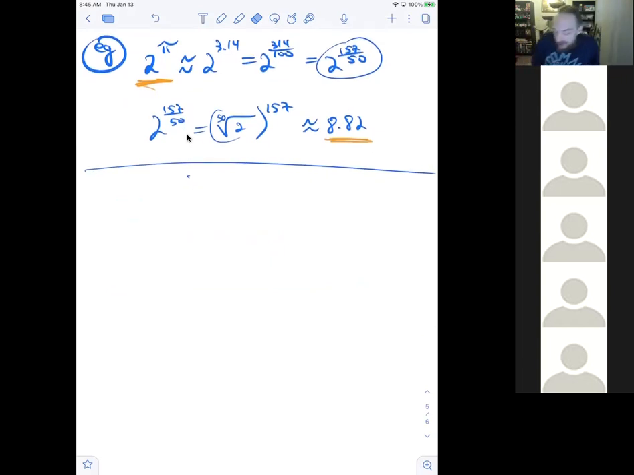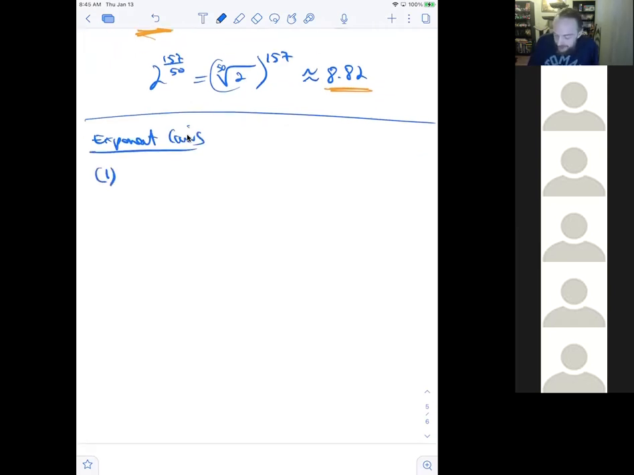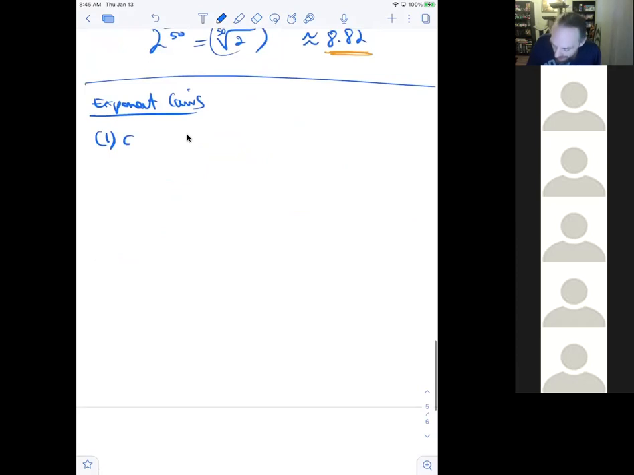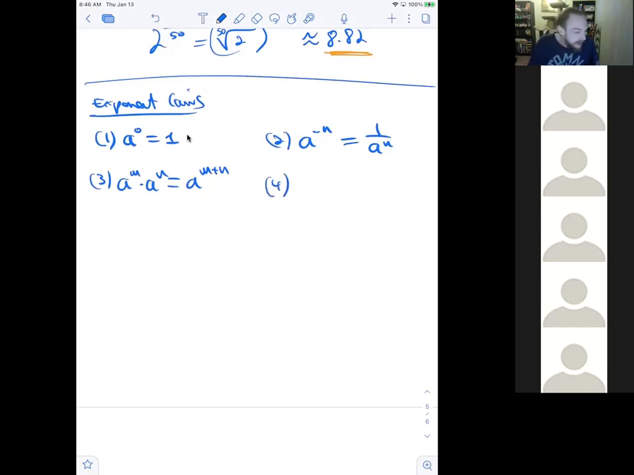All right. So the exponent laws. One, A to the 0 is 1. Remember this. Two, A to the negative n is equal to 1 over A to the n. How do you get a negative exponent positive? You move it to the other side of the division sign. Three, A to the m times A to the n is A to the m plus n. And four, A to the m, to the n, is equal to A to the m n.